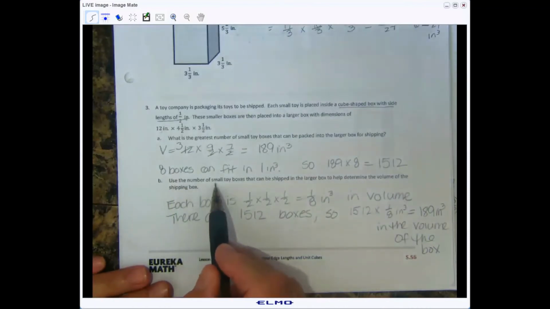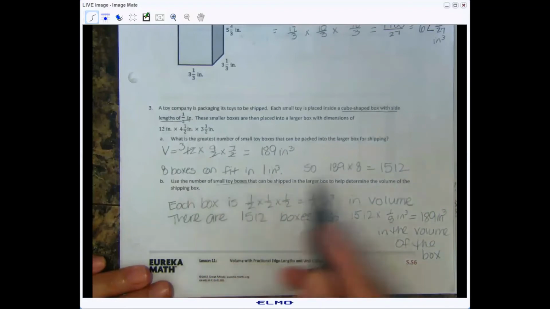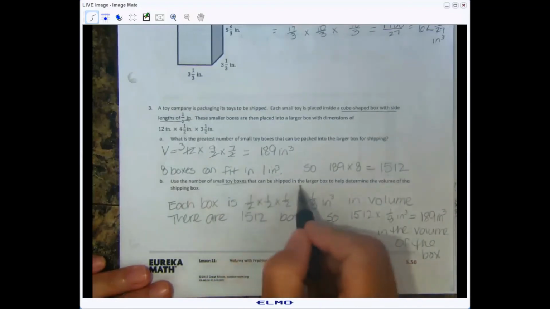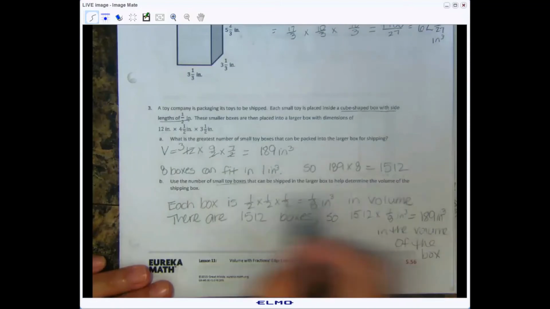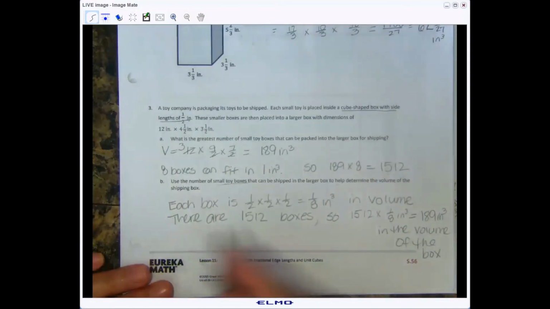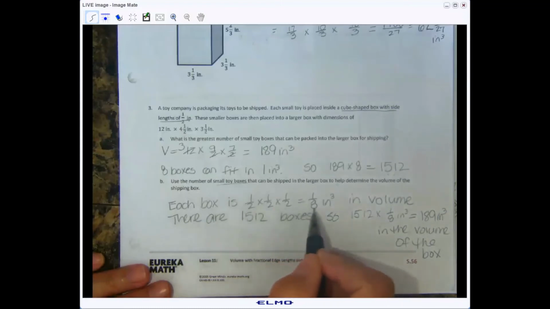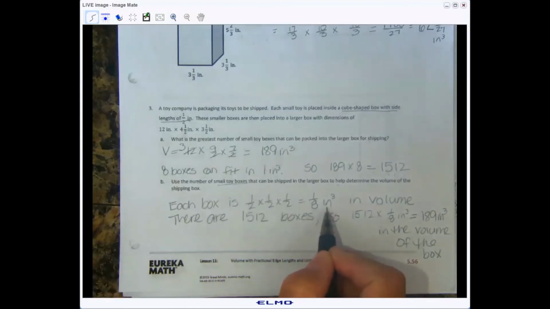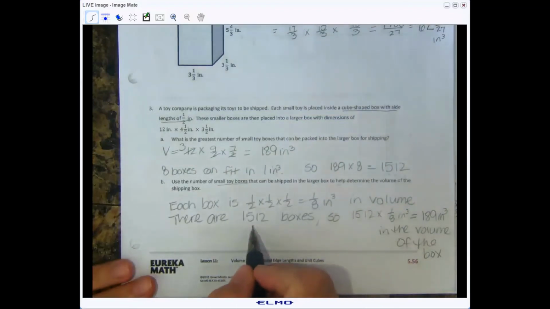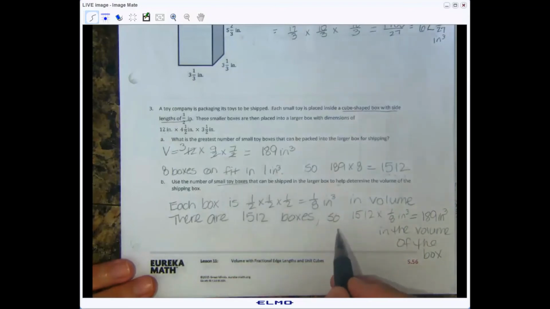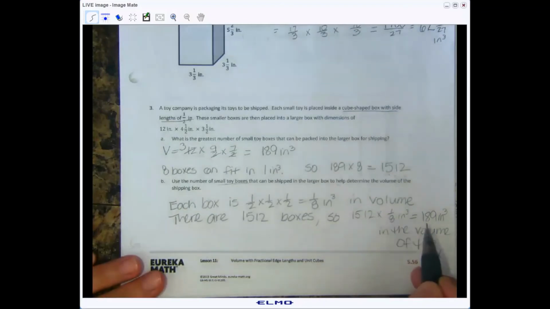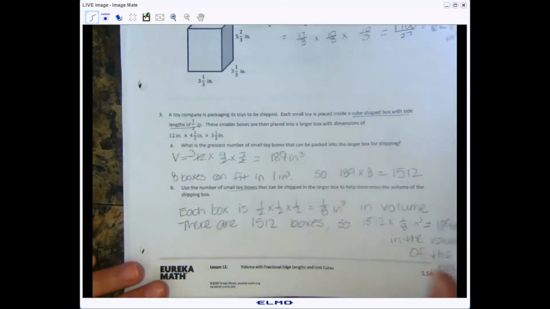And now this is the same question. Use the number of small toy boxes, which is 1512, that can be shipped in the larger box to help determine the volume of the shipping box. Well, if I know that each box is 1/8 cubic inch in volume, a half by half by half is 1/8, and I know there are 1,512 boxes, well, all I have to do is take the number of boxes and multiply it times the volume for each box, and I get 189 cubic inches, which is what I got up here. So yay.